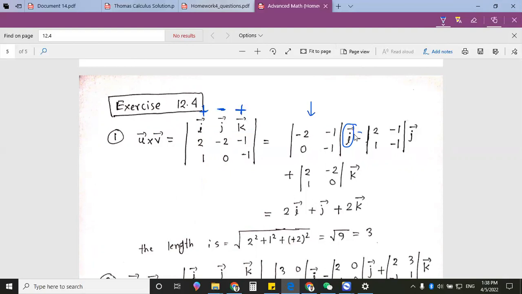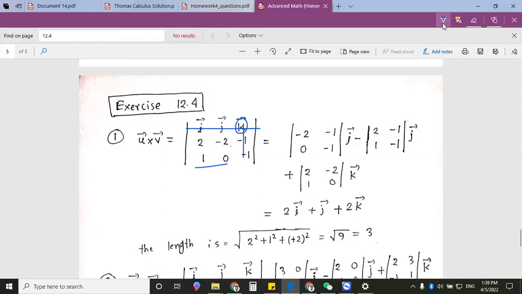So for j, it will be minus. This minus is from the formula. If I calculate on j, I have to remove the j row and j column. So I get 2, minus 1 and 1, minus 1, and j at the last. And then plus. If I calculate on the k column, we have to cancel the k row and k column. So we get 2, minus 2 and 1, 0. I hope you understand up to this part.